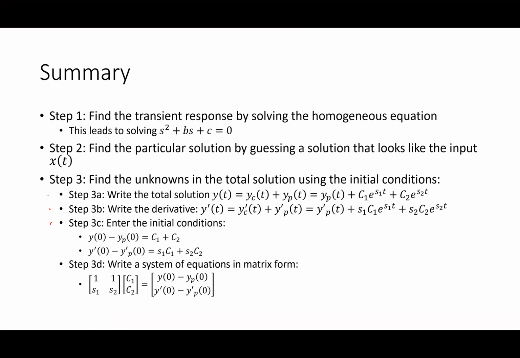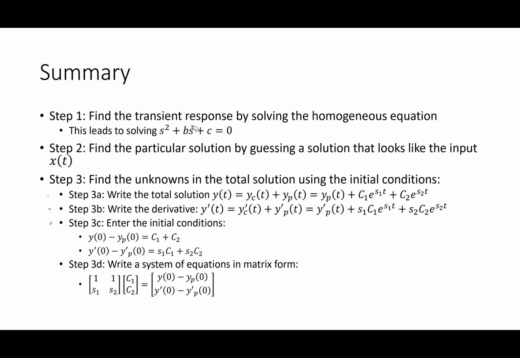All right, I want to put together a little bit of summary for second order systems and look at one last example that's underdamped. In step one, we find the transient response by solving the homogeneous equation. That's always the case, but in the case of a second order, we get a second order quadratic equation, which we call our characteristic equation, which we need to solve. Find its two roots and we'll get our two exponentials. They may be complex, that's okay.